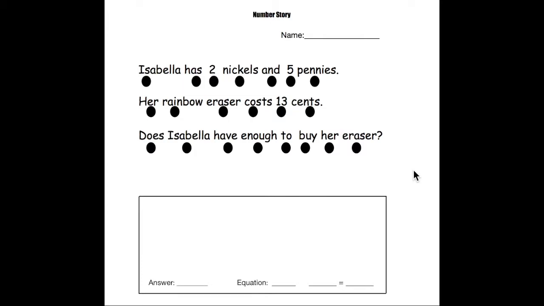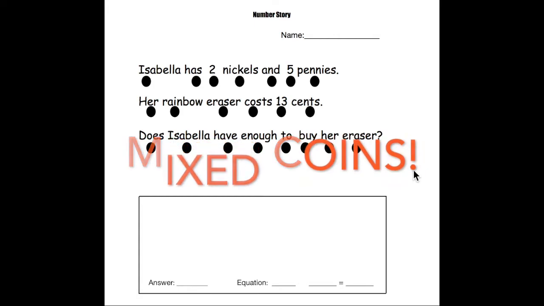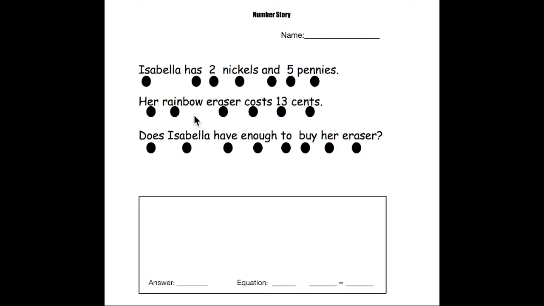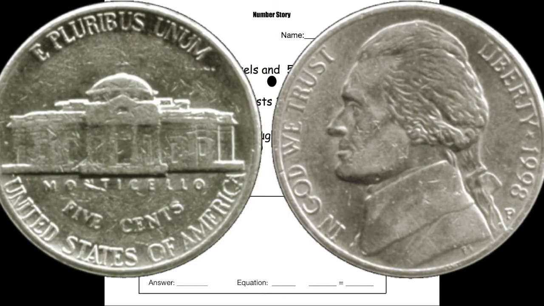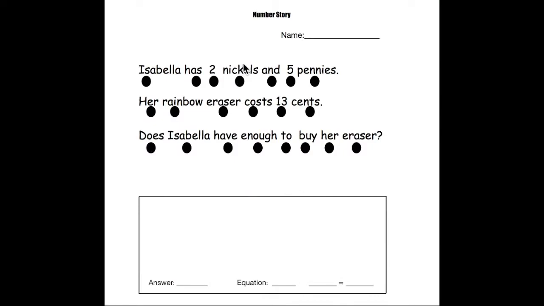Okay, so it looks like we have a mixed coins problem. And I can tell that because if I look over here, Isabella has 2 nickels. So I'm going to go ahead and annotate so that I don't forget the value of nickels. So I know a nickel is 5 cents. Whoops. So I'm going to put 5 cents on top of the nickels so I don't forget. Now, she has 5 pennies.